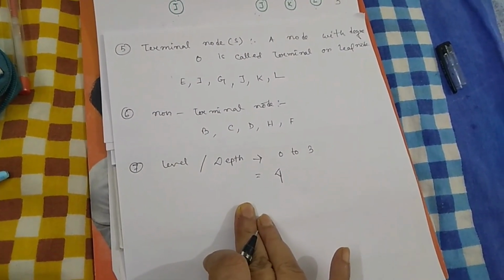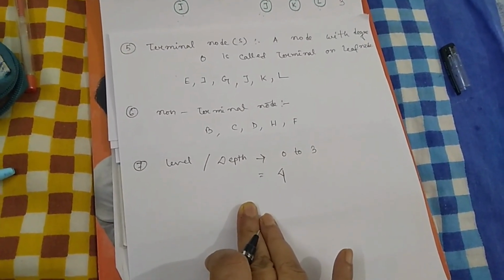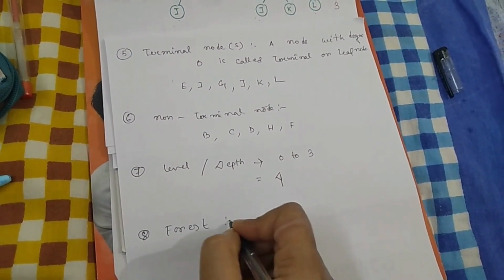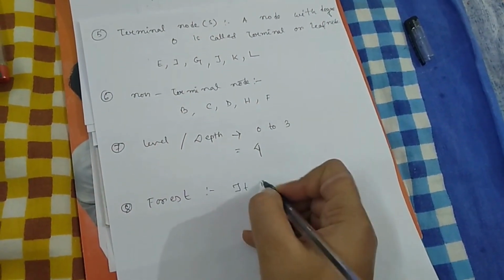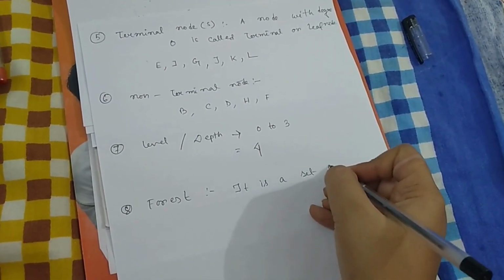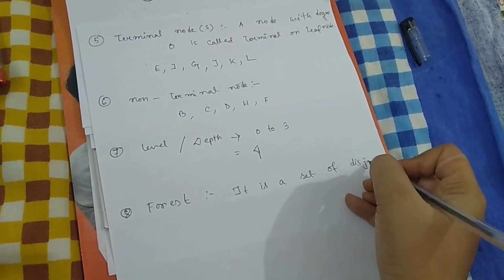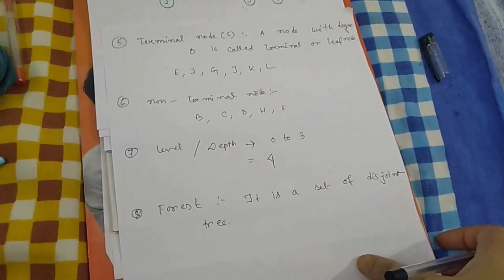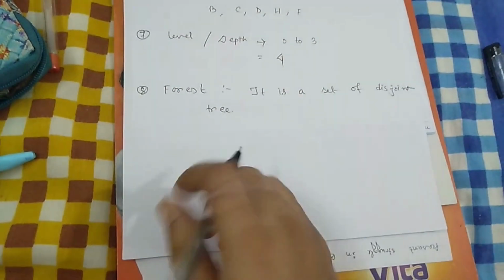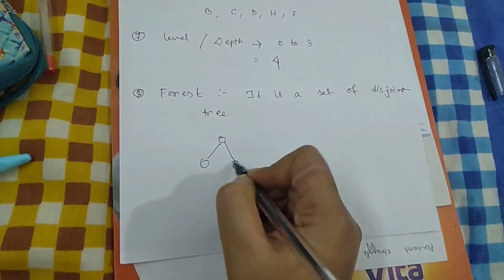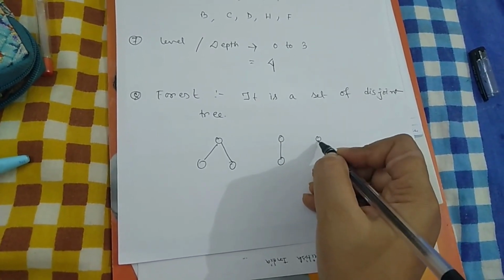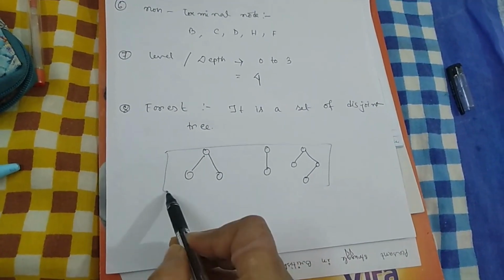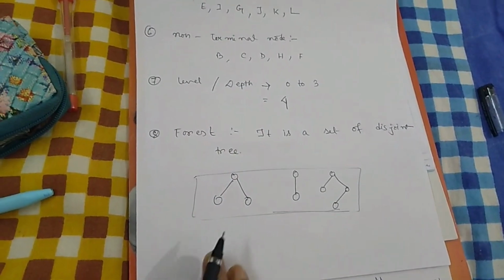Okay, and the last concept but not the least is forest. So what is a forest? Basically, it is a set of disjoint trees. This is known as a forest. So forest means this is a pictorial representation of a forest.